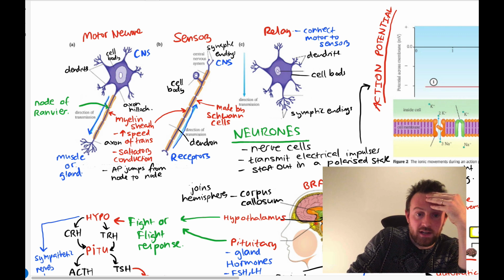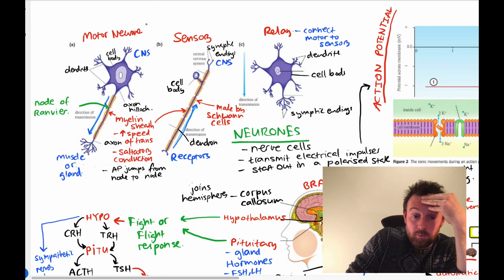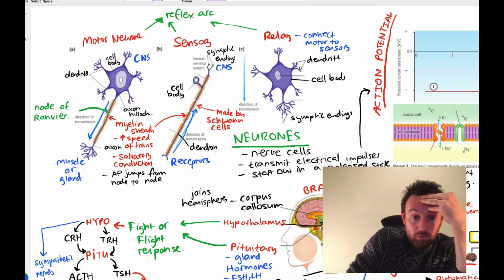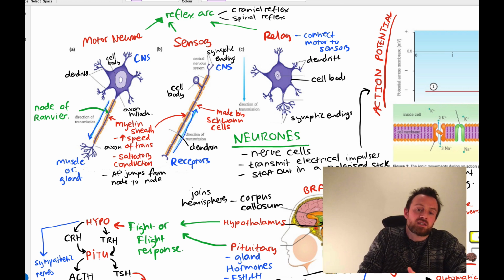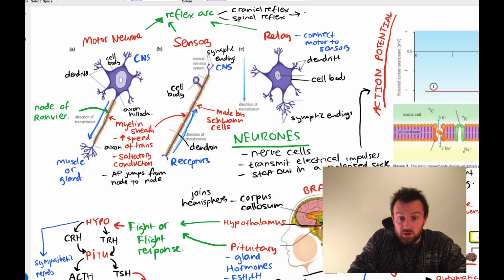Just want to make a little side note, and I haven't really got space on it, but you do need to know about how these three types of neuron fit together in a reflex arc. So perhaps you could add a little bit extra up here on the reflex arc, and you need to know about cranial reflexes, which are really, really fast, and spinal reflexes, which are also very fast. And you need to know that reflexes basically are fast and automatic.